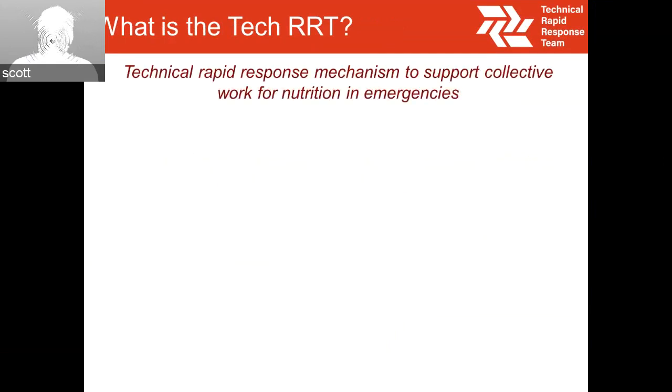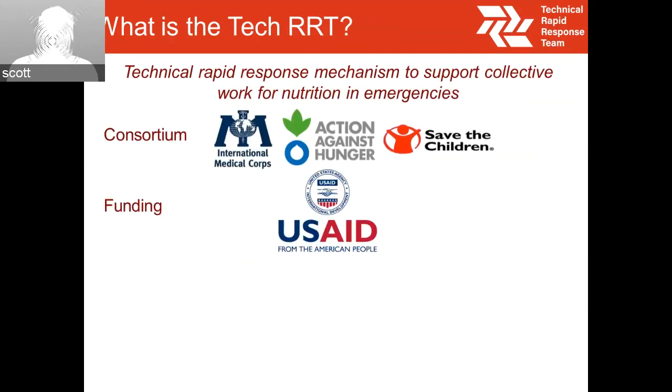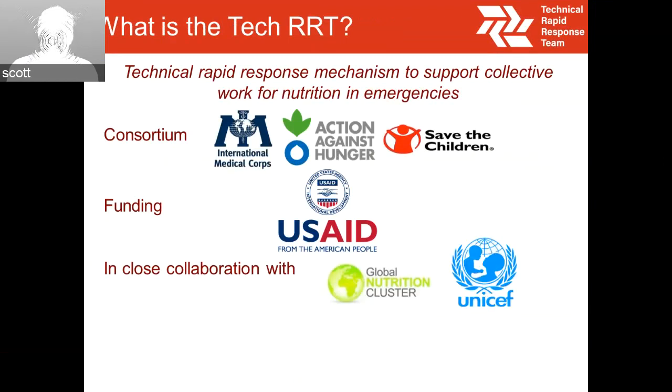Just to go over what the TechRRT is. The TechRRT stands for the Technical Rapid Response Team. As it says here, it's a response mechanism to support the collective work for nutrition in emergencies. It's a consortium made up of 3 different organizations: IMC, Action Against Hunger, and Save the Children. The funding for the project comes from the USA to OFDA, and it was developed in close collaboration, and still is, with the GNC as well as with UNICEF.